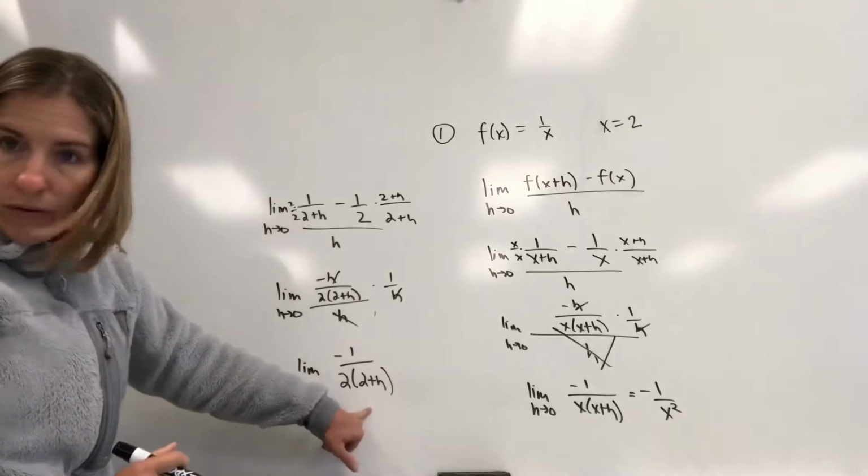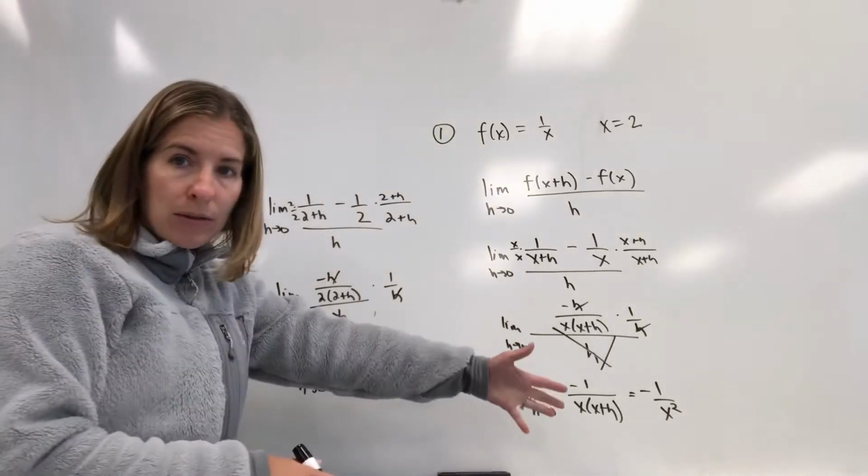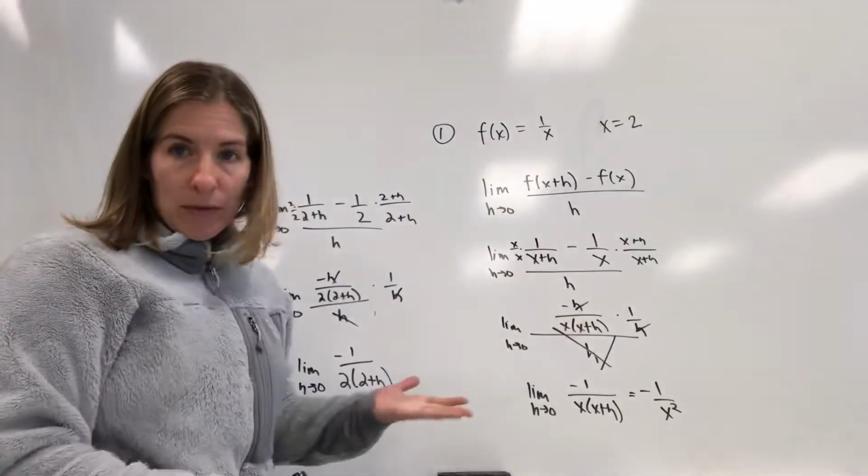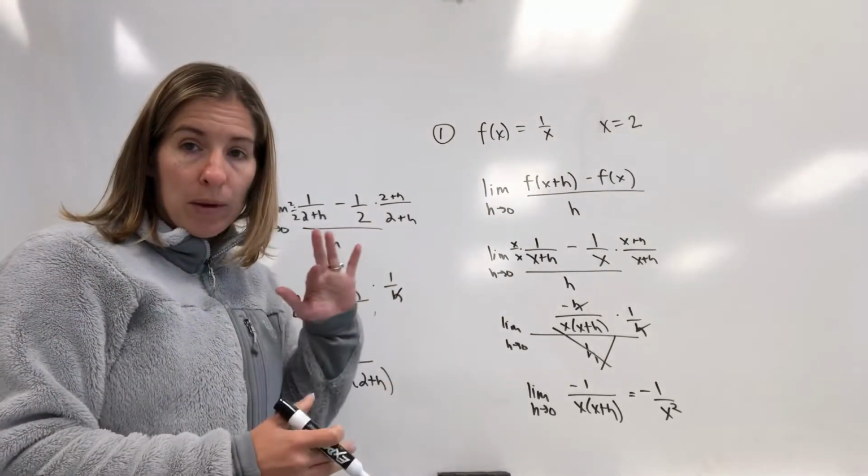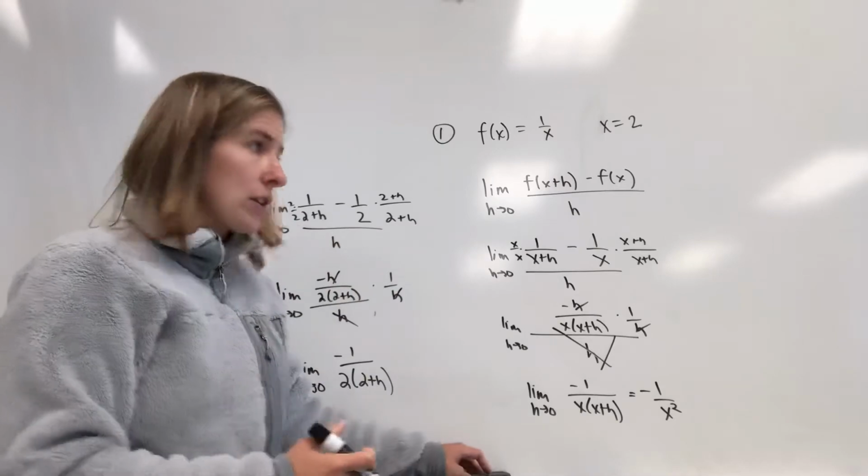And then you just plug 0 in for h and you get -1/4, just like we did over there. So that's how you do the ones on the front page. Now let's do the same idea, but let's do it with the other definition.